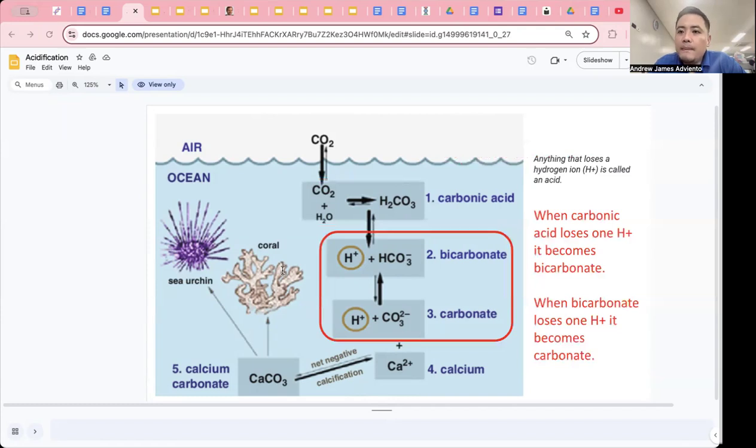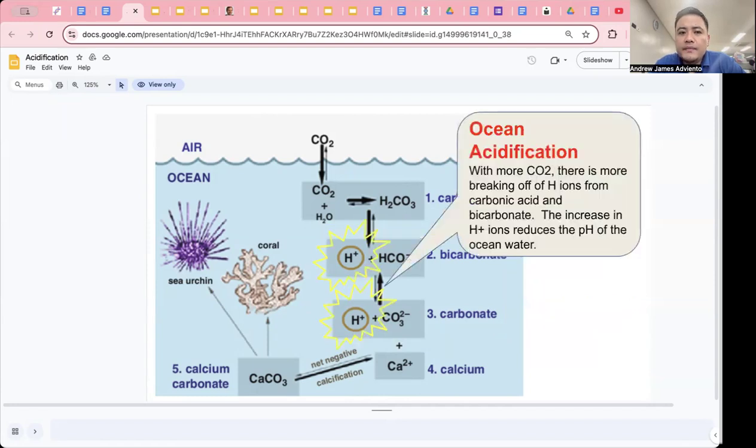But here's the problem. More carbon dioxide in the ocean means more carbonic acid. And more carbonic acid means more free hydrogen ions, lowering the ocean's pH. And this process is called ocean acidification, and it has serious consequences.